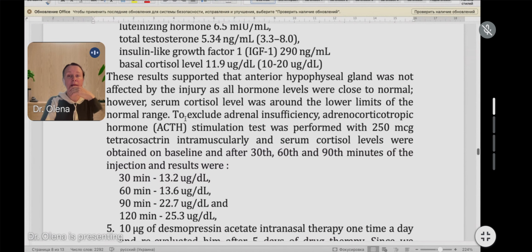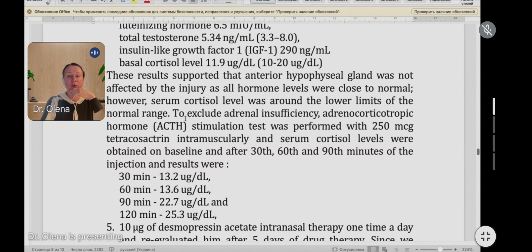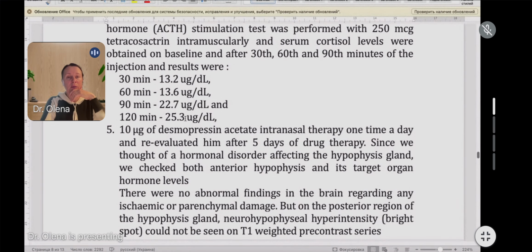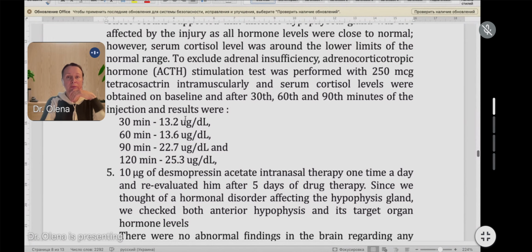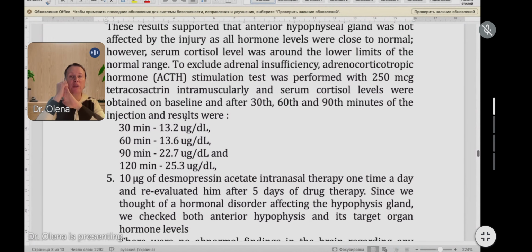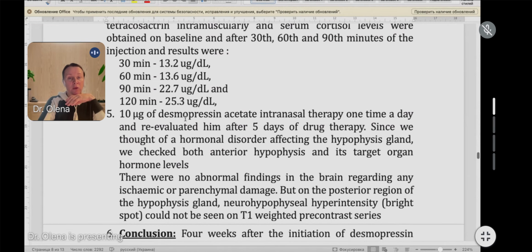We can provide different tests for determining activity and function of anterior lobe of pituitary gland. Everything was in normal range. To exclude adrenal insufficiency, adrenocorticotropic hormone stimulation test was performed with 250 micrograms tetracosactide intramuscularly, and serum cortisol level was obtained at baseline and after 30, 60, and 90 minutes after injection. Results were in the normal range.